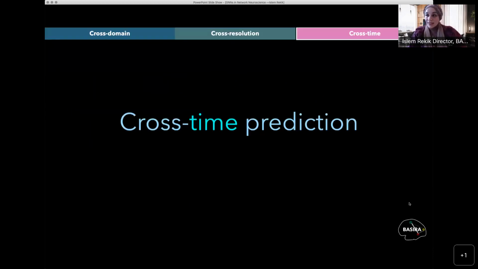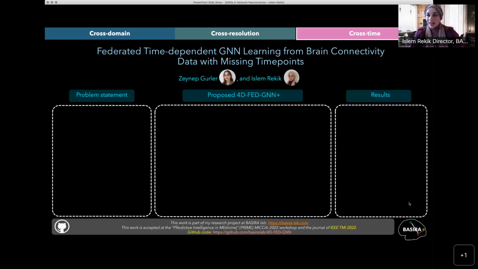So let's move to the next one, which is cross-time prediction. This is the last example. Here, this was a recent work accepted in a Prime MICCAI workshop 2022 and published recently last month in IEEE TMI. So what is it that we try to solve here? This is actually a very exciting problem. I don't think there's a lot of research, and if you find anything along these lines, please feel free to drop me an email. I'm very interested. I don't want to miss other people's work.